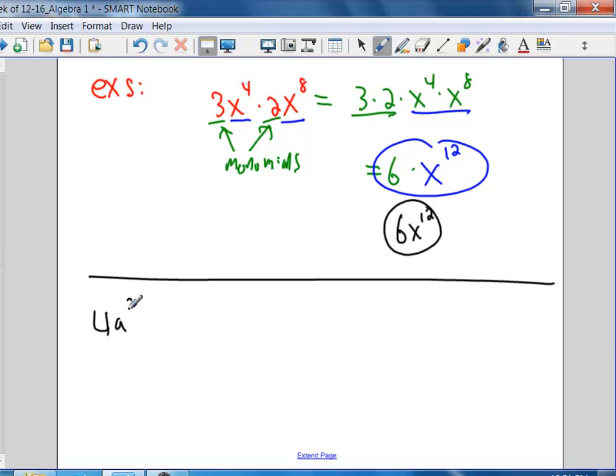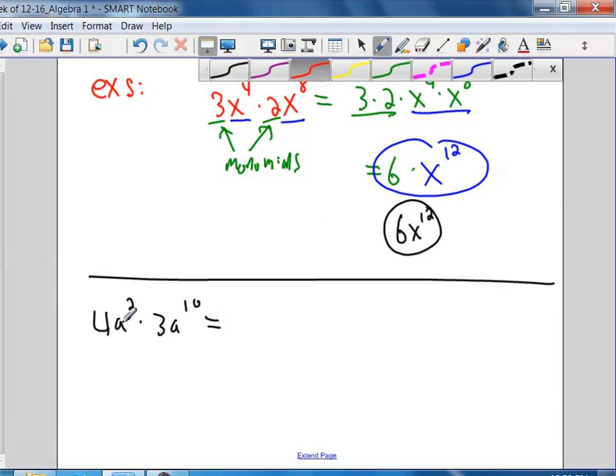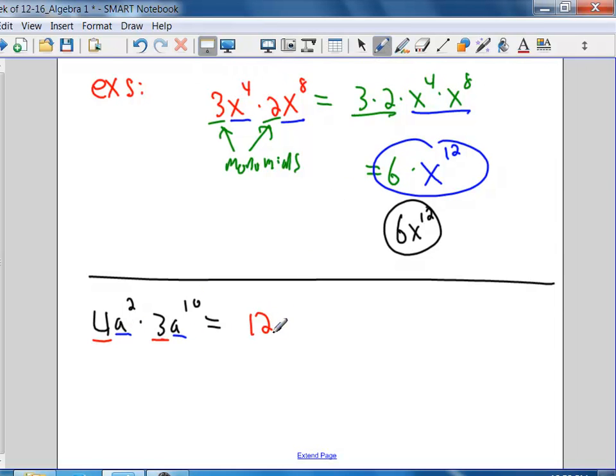4a to the 2nd times 3a to the 10th. Well, we don't need to spend time wasting on that. We know that we just multiply the numbers in front. That's going to give us 12. And then we'll go ahead and multiply these. Using our rule, we keep the base, we add the exponents, we're done.